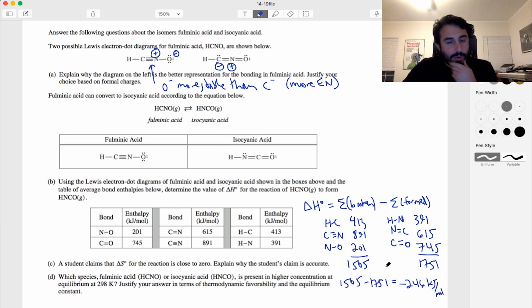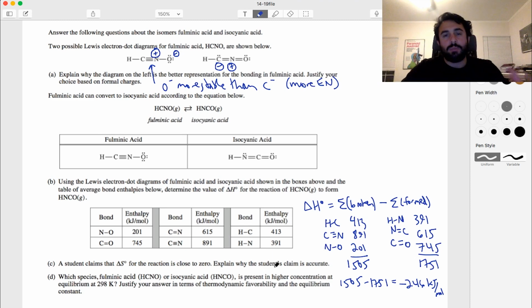And so now this wants to know which species is present in higher concentration at equilibrium at 298 K. And we want to talk about thermodynamic favorability and the equilibrium constant. So delta H, this is, oh, sorry, we skipped one. A student claims that delta S for the reaction is close to 0, so change in entropy. And we want to explain why this is accurate.